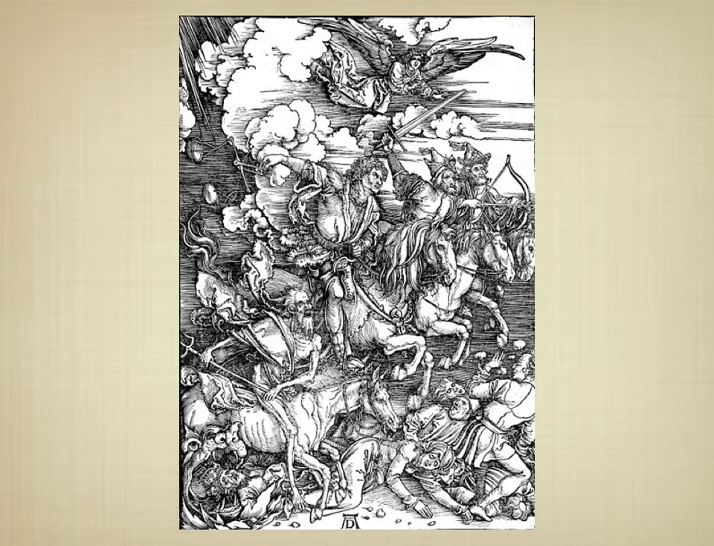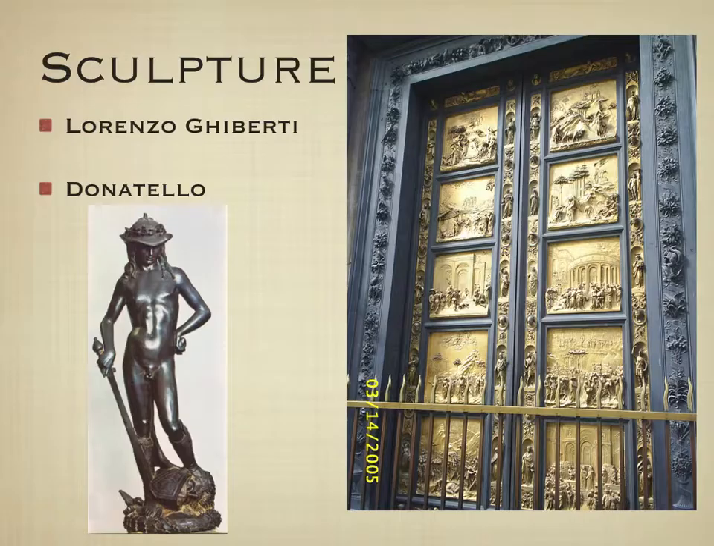Okay? And we know these works are Albrecht Dürer's. If you look in the bottom, in the center, you see the AD. That was his signature. You'll find that in all of his engravings and his woodcuts. All right, and then sculpture at the time.